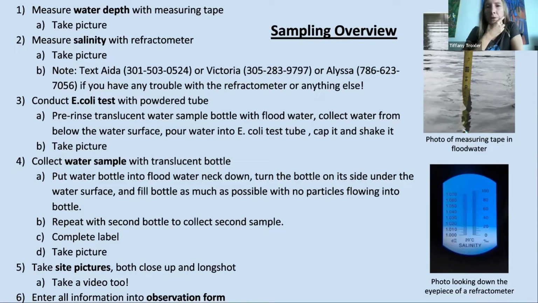And then we have an E. coli test kit, and you'll also have two sample bottles. You take one of these translucent sample bottles, dunk it into the water neck first, put it below the water surface, and turn it on its side, and you do that to avoid getting any particulate matter into the bottle. Then you pull that bottle up and pour water from the bottle into the E. coli test bottle, cap it, shake it, and that is going to show us within 24 hours whether there's any bacteria in the water.